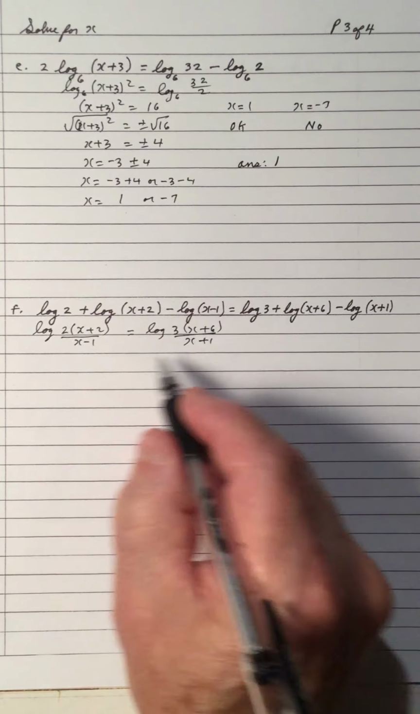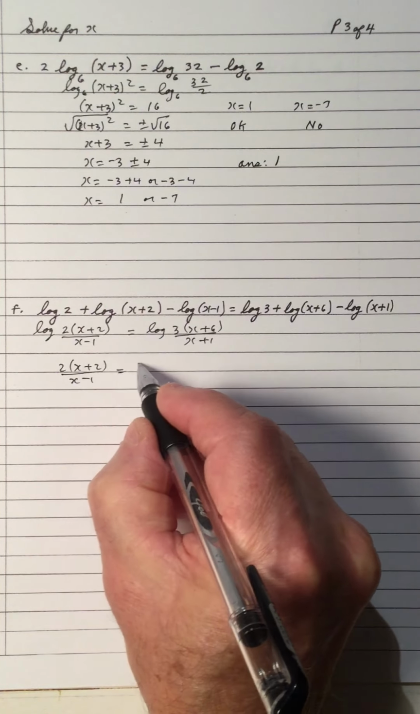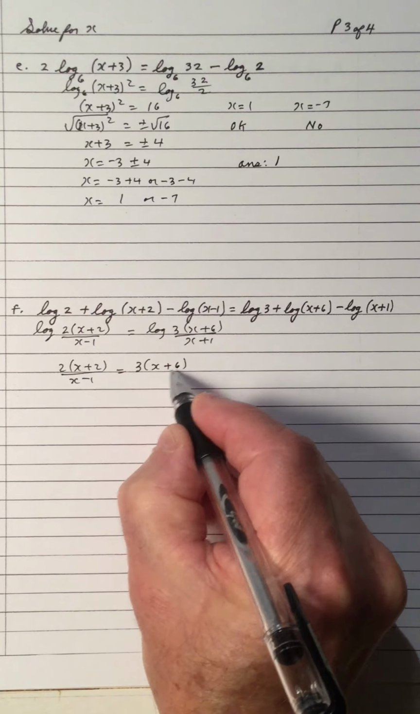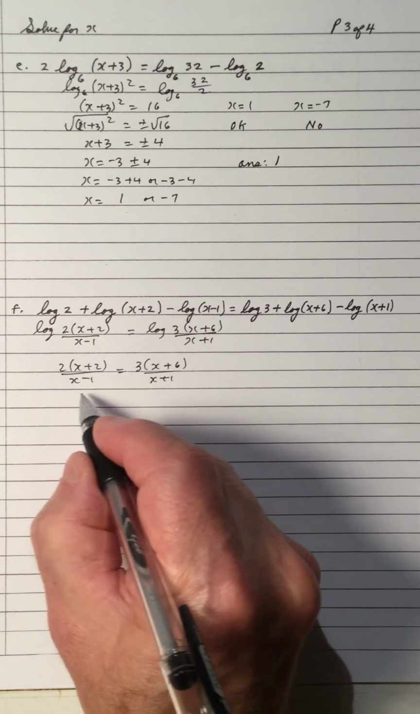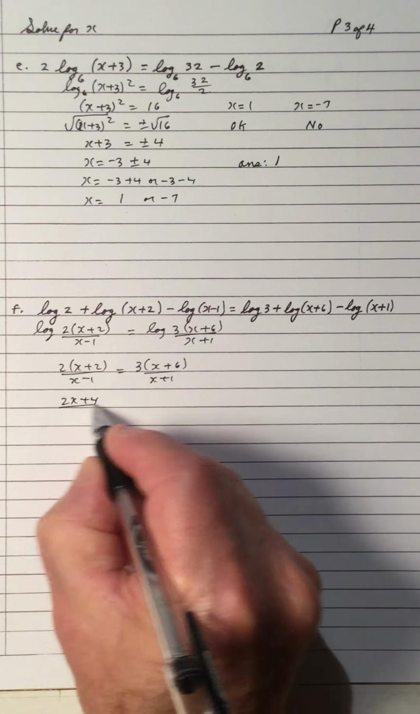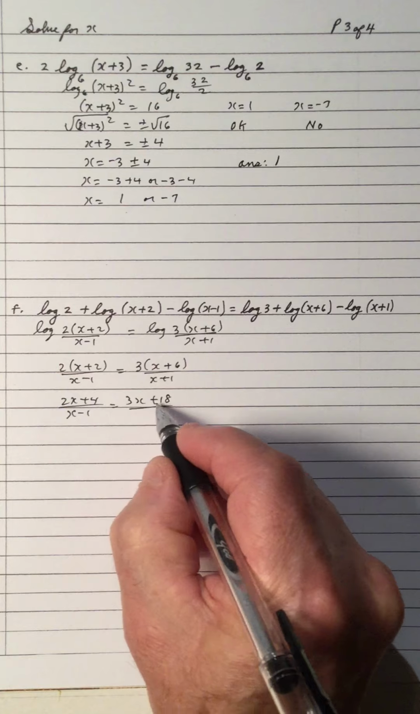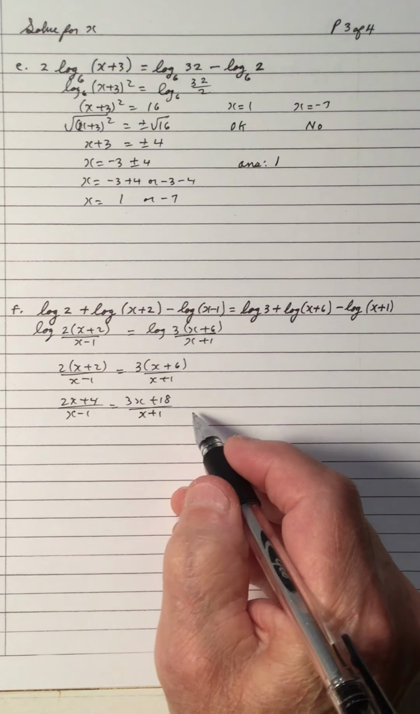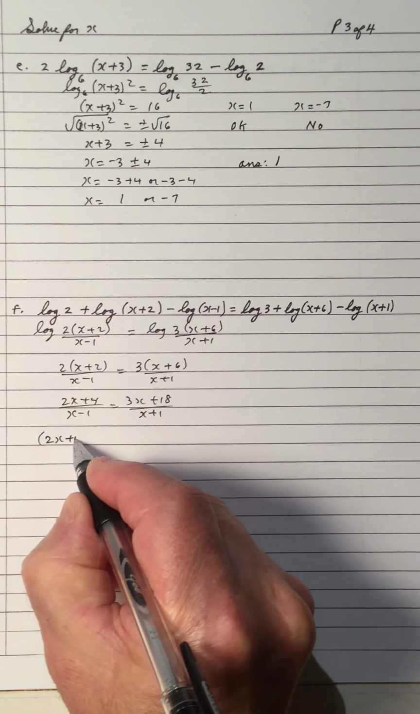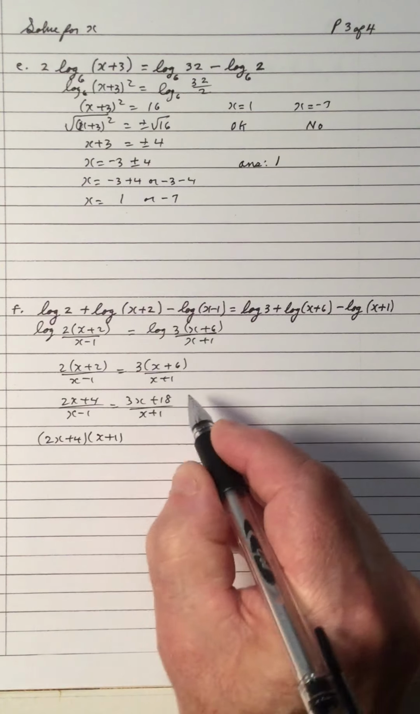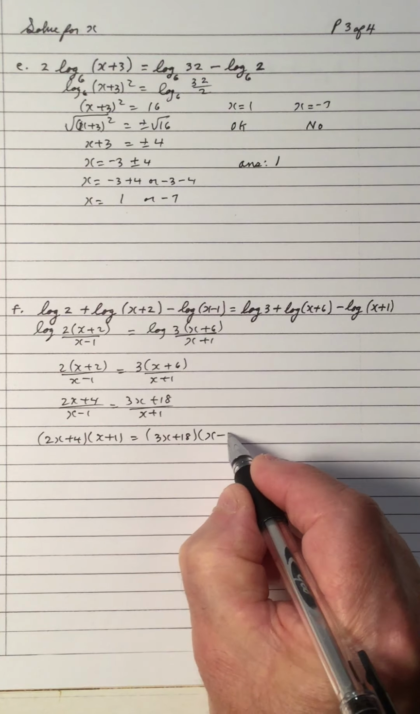So this is the log of each side. Therefore 2 times x plus 2 over x minus 1 equals 3 times x plus 6 over x plus 1. And we can simplify each of these before we cross multiply. So 2x plus 4 all over x minus 1 equals 3x plus 18 all over x plus 1. Now we have two fractions equal, so the easiest way is to cross multiply. So 2x plus 4 times x plus 1 equals 3x plus 18 times x minus 1.